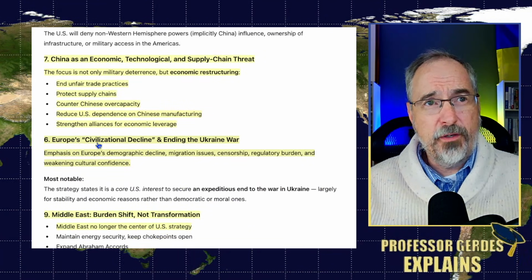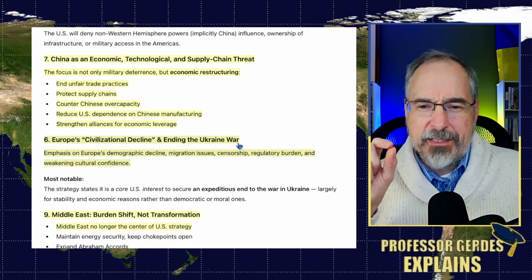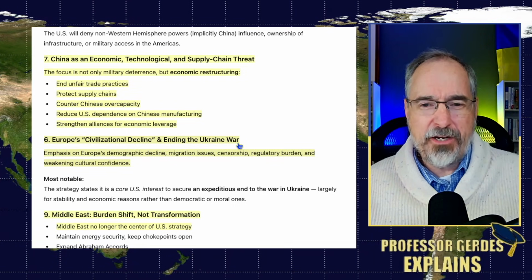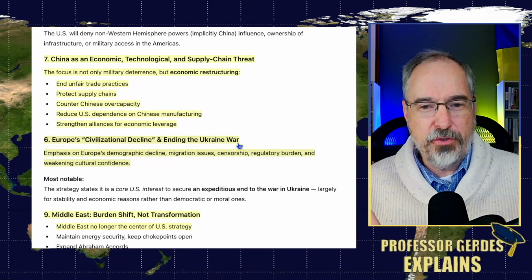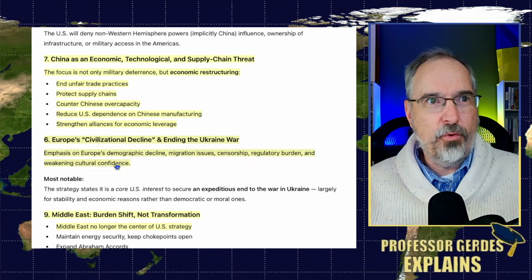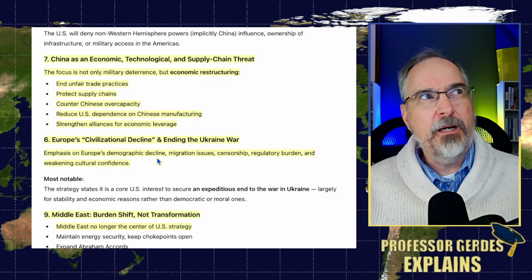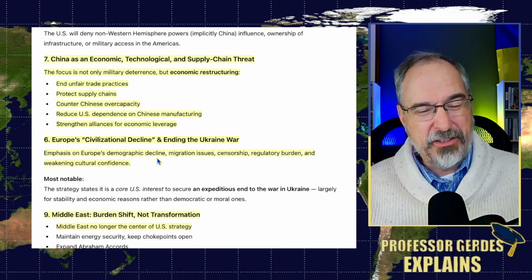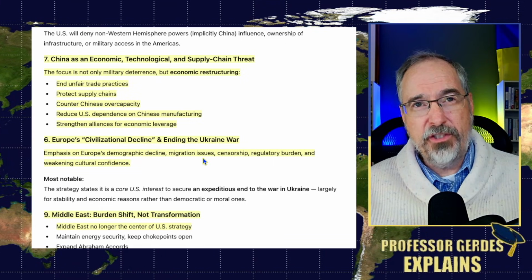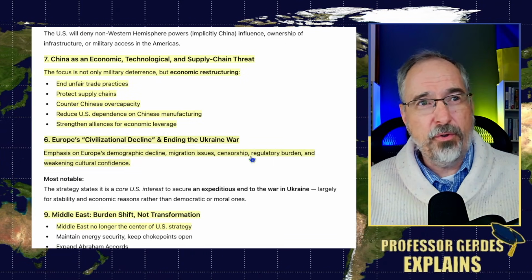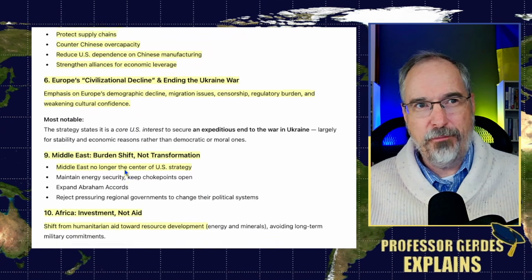Number 6, Europe's civilizational decline and ending the Ukraine war. Now, in the 2022 document from Biden's era, Russia was identified as a clear and acute threat. That's not here anymore. The emphasis on Europe is on demographic decline, migration issues, censorship, regulatory burden, and weakening cultural confidence. It's really kind of denigrating to Europe, and it's not kind to Europe in any way.